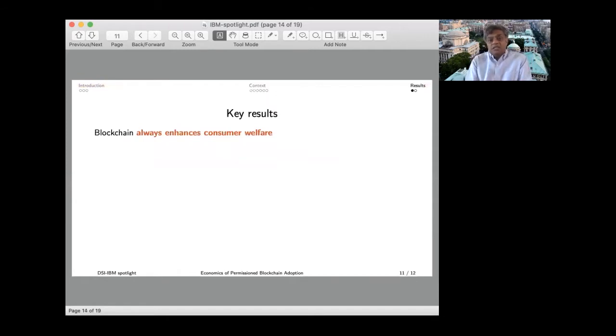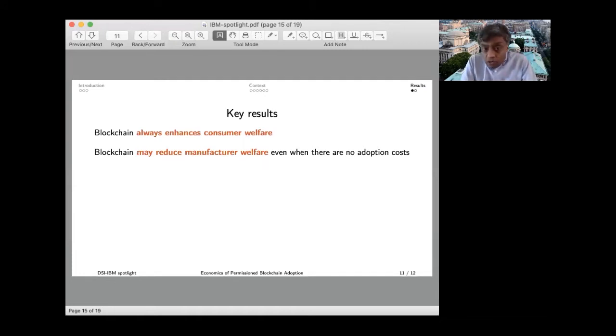What are the key results that we end up getting from our research? Blockchain always enhances consumer welfare. There's no doubt about that. What we do find is that a blockchain can actually reduce manufacturer welfare, even if there are no adoption costs. Even if the IT cost of adoption is zero, a manufacturer may not want to get onto the blockchain because it reduces his or her welfare.